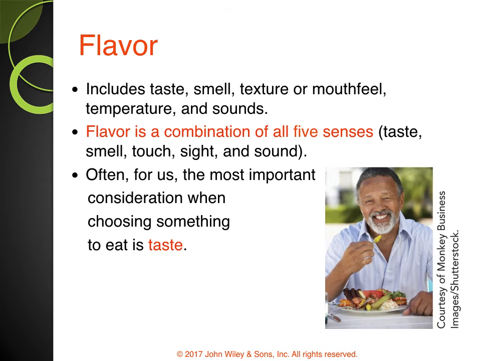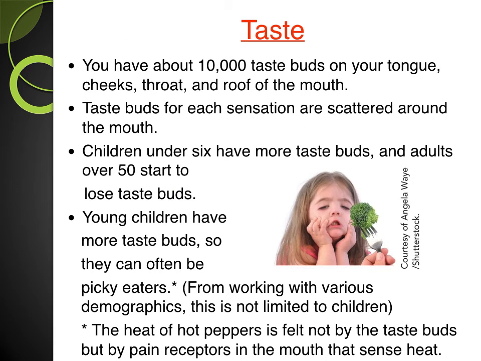Flavor is a combination of all the five senses: taste, smell, touch, sight, and sound. Often for us, the most important consideration when choosing something to eat is taste. I really like this slide. So cute. Okay, really interesting. We have about 10,000 taste buds on our tongue, cheeks, throat, and roof of our mouth.